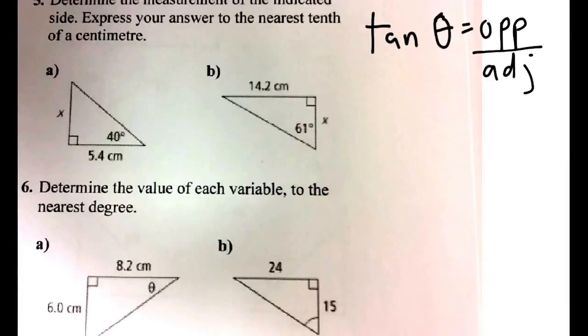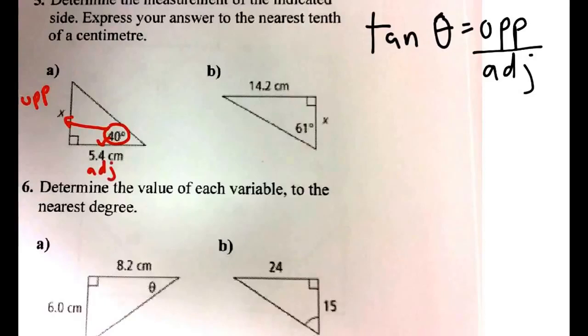So let's start with this first one, and that'll help us kind of remember how this works. So if we look at question 5a that's on here, it says we want to find side x. So when you're doing this, you always want to look at the angle you're given. So in this case, 40 degrees is our angle that we're dealing with. So our side opposite to the 40 degrees will be our side x that we're looking for. And then the adjacent, the one beside it, will be our 5.4 in this case.